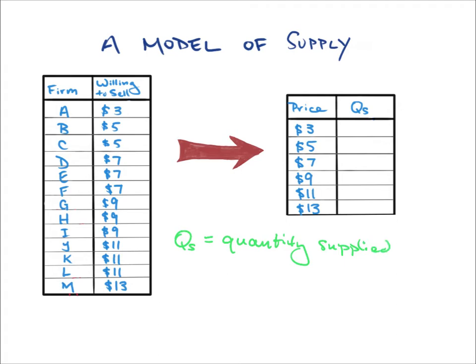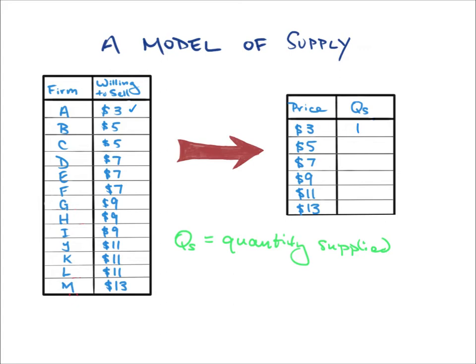And remember, the quantity supplied is the number of sellers who are willing and able to sell at that price. If the market price were $3 for hamburgers, there'd be one of these firms, Firm A, willing to sell if the price were $3. So at a price of $3, quantity supplied is 1.